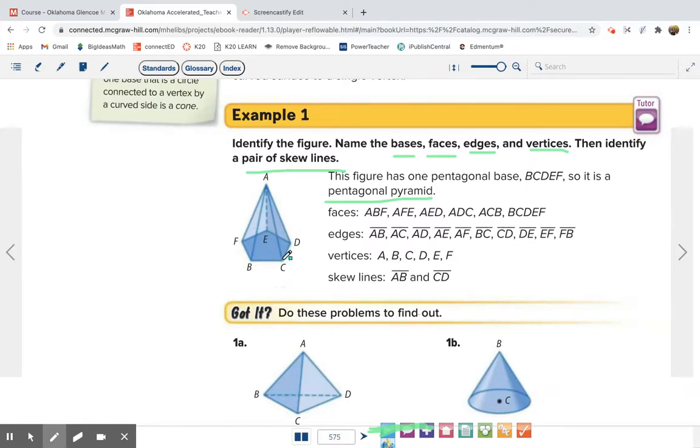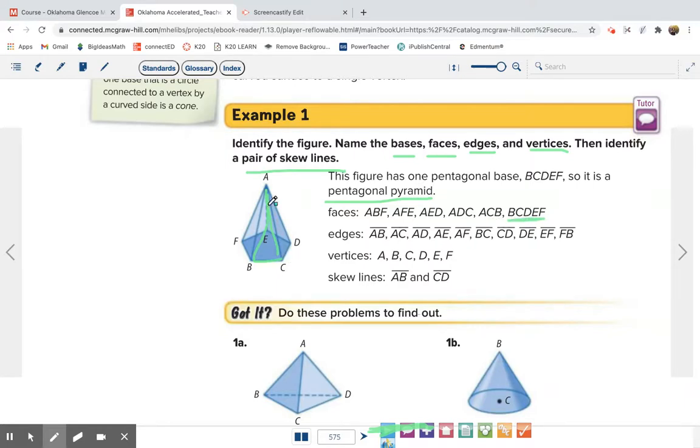The faces, okay, well, this one out front that we have, that's A, B, C. We have this one over here, A, C, D. This one over here, A, F, B. Then we have that backside, A, E, F, A, E, D. They went ahead and said the base as well because bases technically are faces.